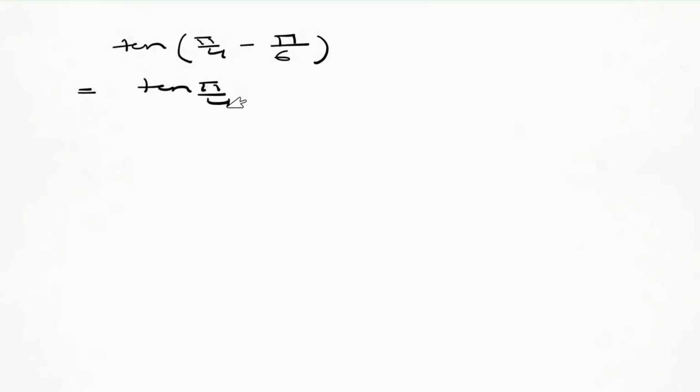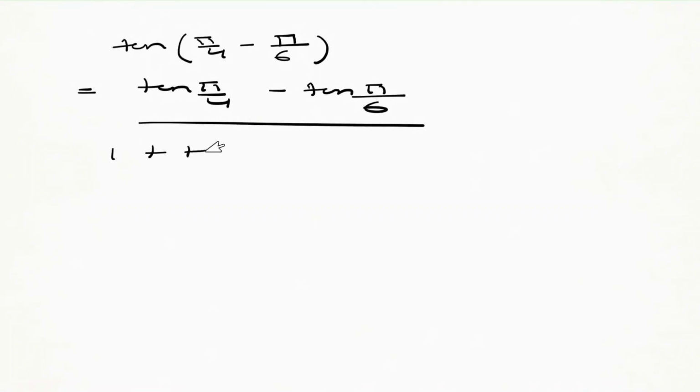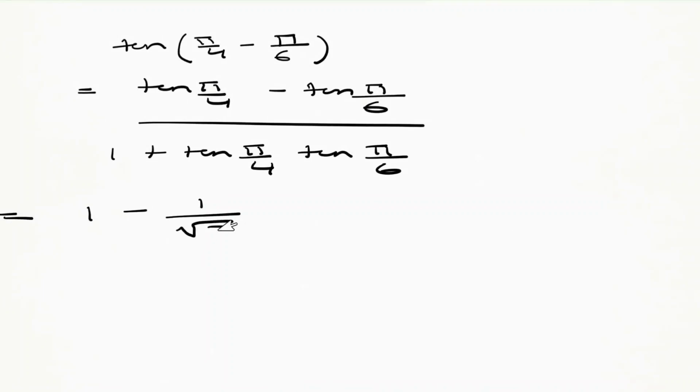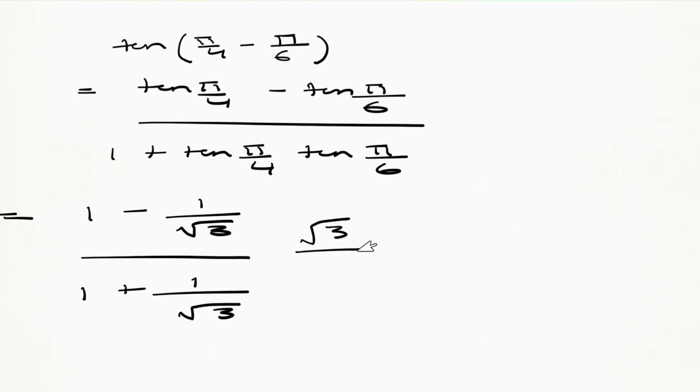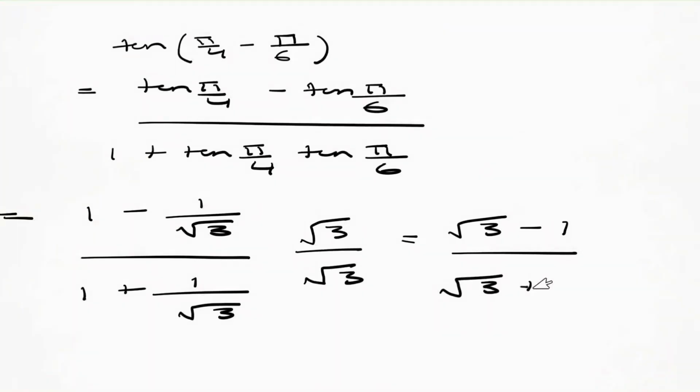tan pi on 4 minus tan pi on 6 over 1 plus tan pi on 4 times tan pi on 6. And that is then equivalent to 1 minus 1 over root 3 over 1 plus 1 over root 3. Now, in order to simplify this further, we can multiply top and bottom by root 3 over root 3. That will give us root 3 take 1 over root 3 plus 1. So that's really the value that we have for tan of 13 pi over 12.